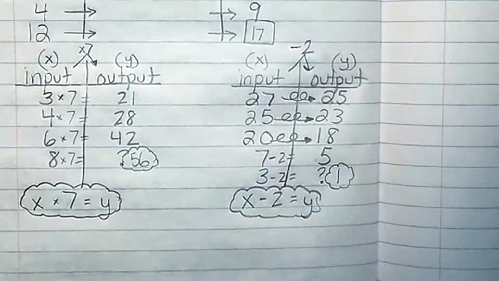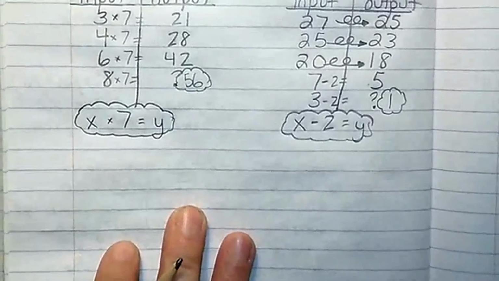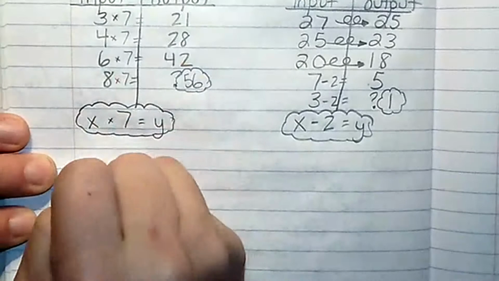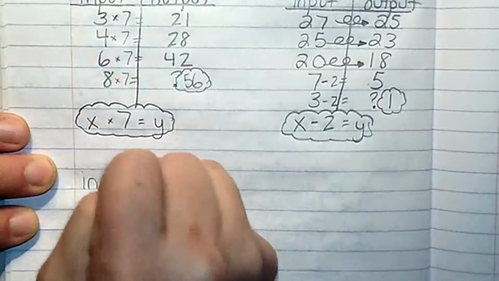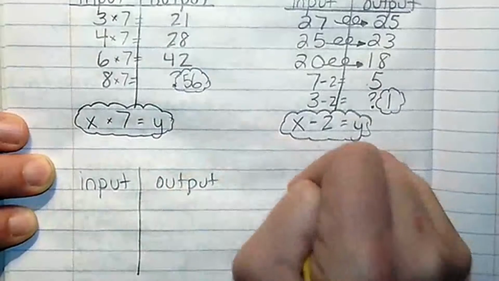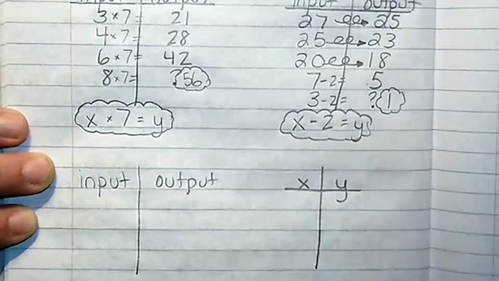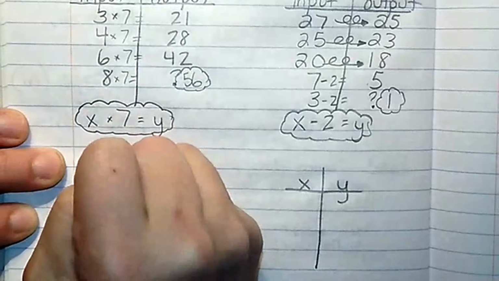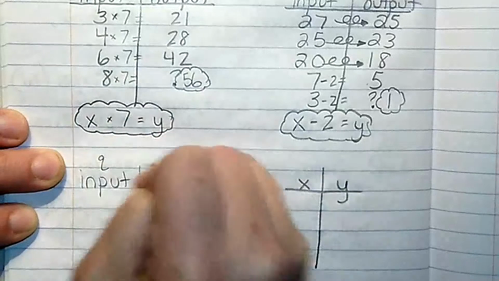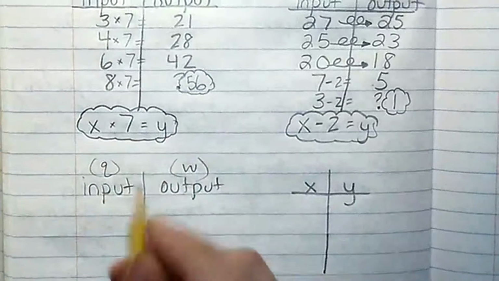It's not so bad, is it? If it is so bad, you have to practice your facts a little bit more, okay? And then it won't seem so bad. All right, last two. Input, output. I'll tell you what, on the last one, we're just going to call it X and Y. And remember, it could be any letters. We could call this one Q and W, just to be different. It doesn't matter what you call it, it's just your variable.